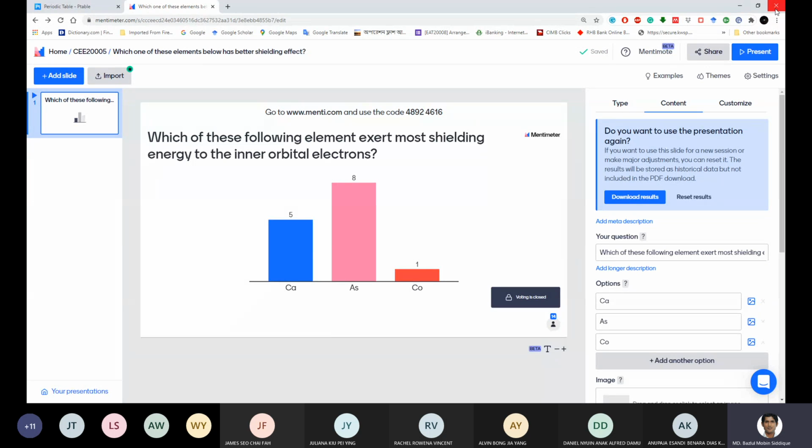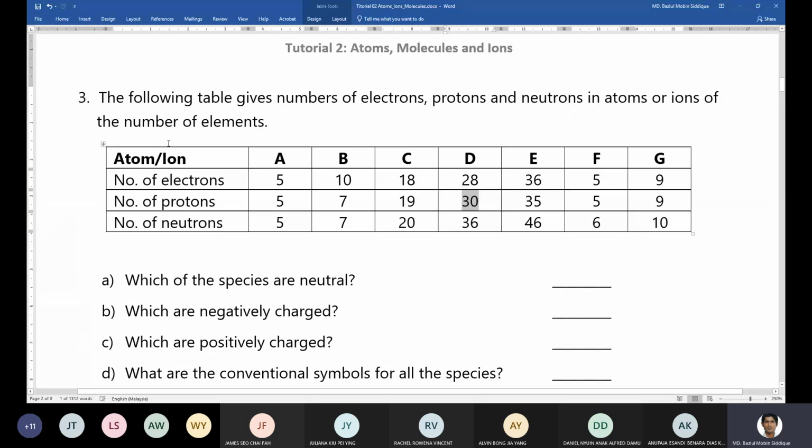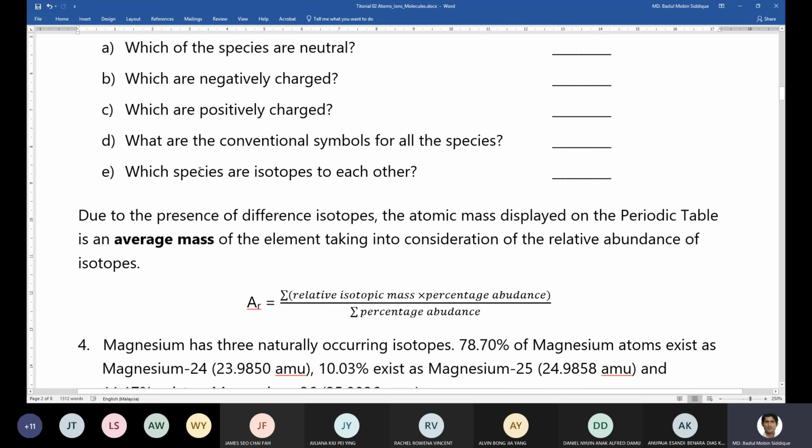Okay, so now let's go back to our tutorial today. We were talking about atoms and ions. The following table gives the number of electrons, protons, and neutrons in atoms or ions of the following elements. And we have seen how to find out the charges, whether positive or negative. Part D asks: what are the conventional symbols for all of these species?